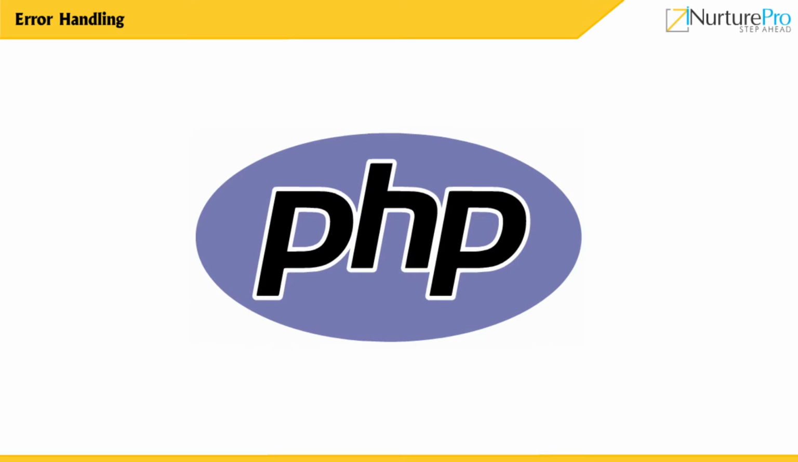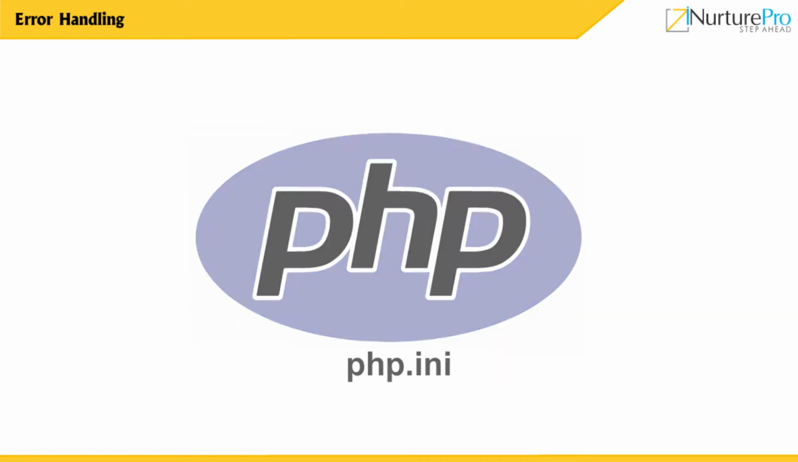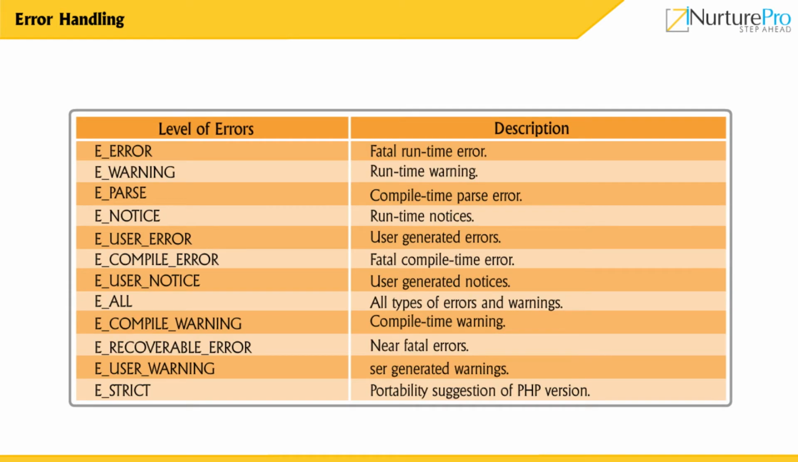PHP has different configuration directives that handle issues related to errors. It uses the php.ini directive error_reporting that levels the errors and makes a report of them. Let's look at some error reporting levels in PHP. Here are the error reporting levels in PHP.